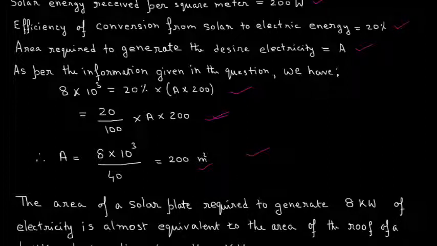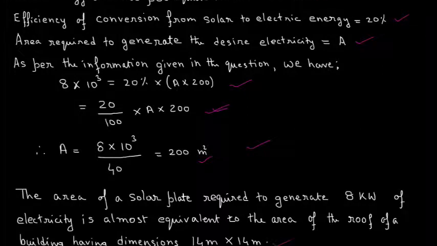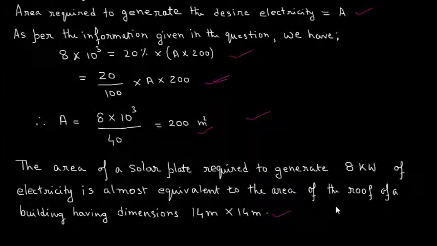The area of the solar plate required to generate 8 kilowatt of electricity is almost equivalent to the area of the roof of a building having a dimension 14 meter into 14 meter. So 14 meter into 14 meter is 196 meter square, which is approximately equal to 200 meter square area, and this is the answer. So let us move to the next question.